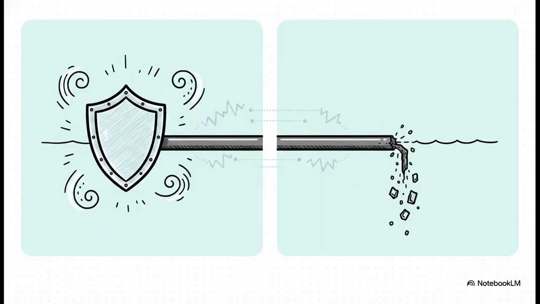Okay, so here is the crucial part. What actually happens next? This difference in oxygen turns our one single piece of steel into an invisible wet battery. It's crazy. Let's look at the two zones side by side.